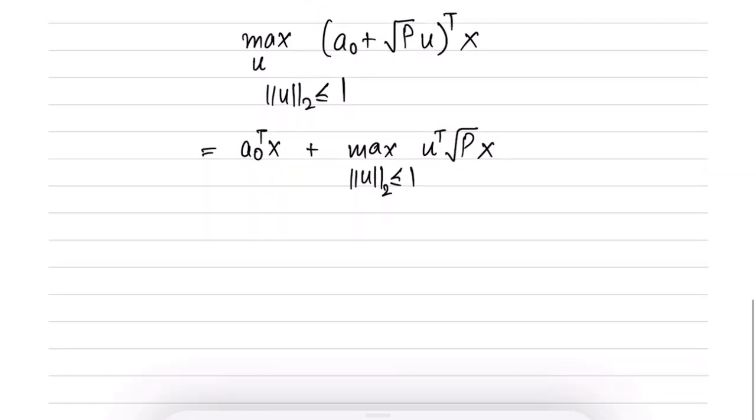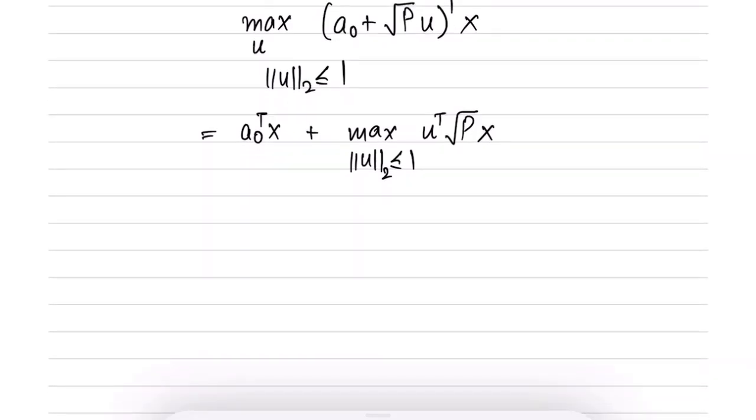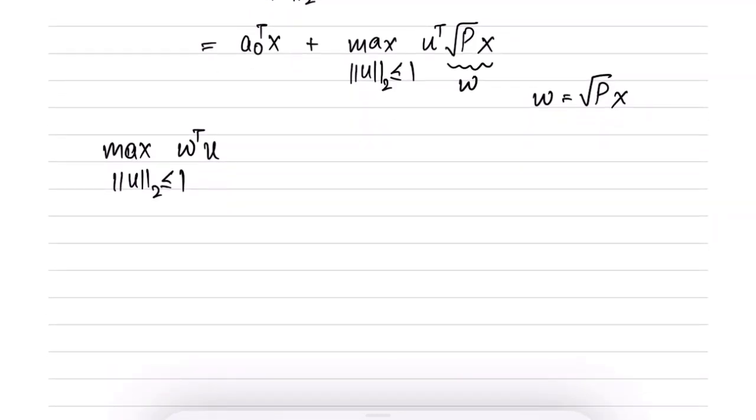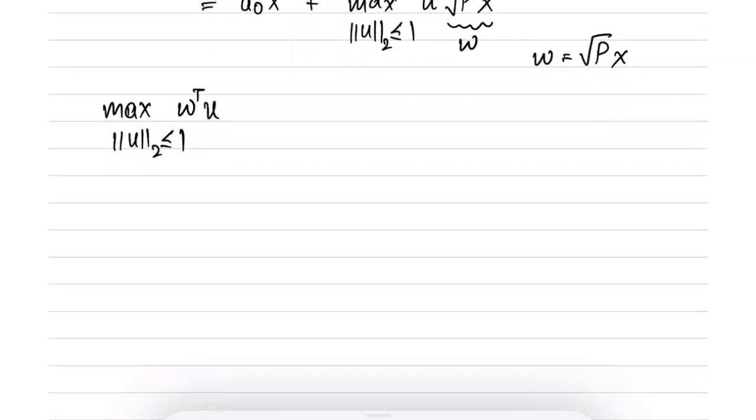So what is the solution of this problem? Let us look at it as an aside. Let's say for a moment that w is square root p times x, and we are interested in solving the problem w transpose u subject to norm of u less than or equal to 1. So how do we solve this problem?